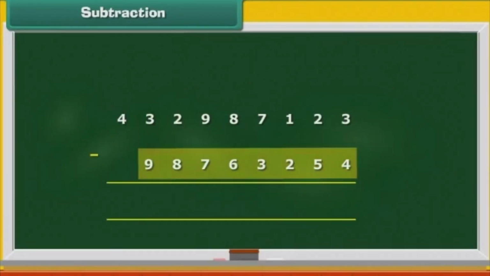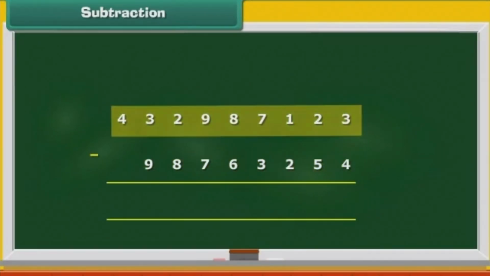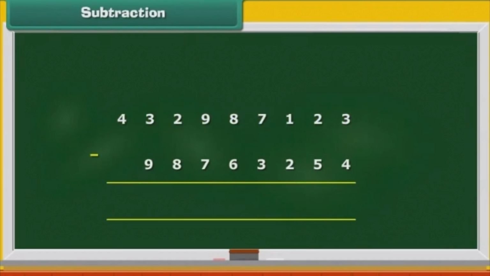Subtract 98763254 from 4329,87123. Draw the Indian place value chart. 4329,87123 is the minuend as it is the larger number. 98763254 is the subtrahend as it is the smaller number.